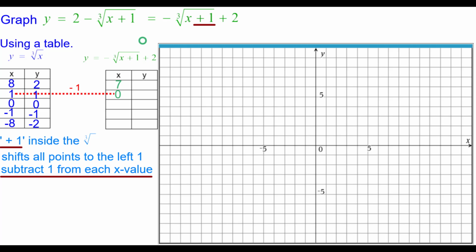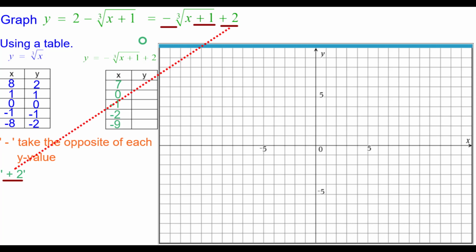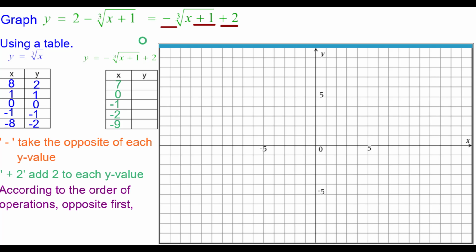So 1 minus 1 is 0, negative 1, negative 2, and negative 9. Pause if you need to catch up there. Now we're going to look at the opposite, which affects the y values, taking the opposite of each of them. And the plus 2 shifts y values up 2, so we have to add 2 to each y value. According to the order of operations, we do the opposite first, and then we add 2. So with the 2, we take the opposite as negative 2, add positive 2, and we get 0. That calculation is shown right here.